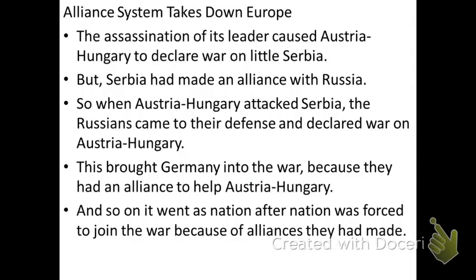Now, the alliance system takes down Europe is the title of our next slide here. The assassination of one of its leaders, one of the members of the royal family of Austria-Hungary, led Austria to declare war on little Serbia. Now, why? Again, Austria controlled Serbia to some extent, but they wanted more control. And they felt that this was a way that they could send troops into Serbia and seize control of it completely. Now, this goes back for a number of years.